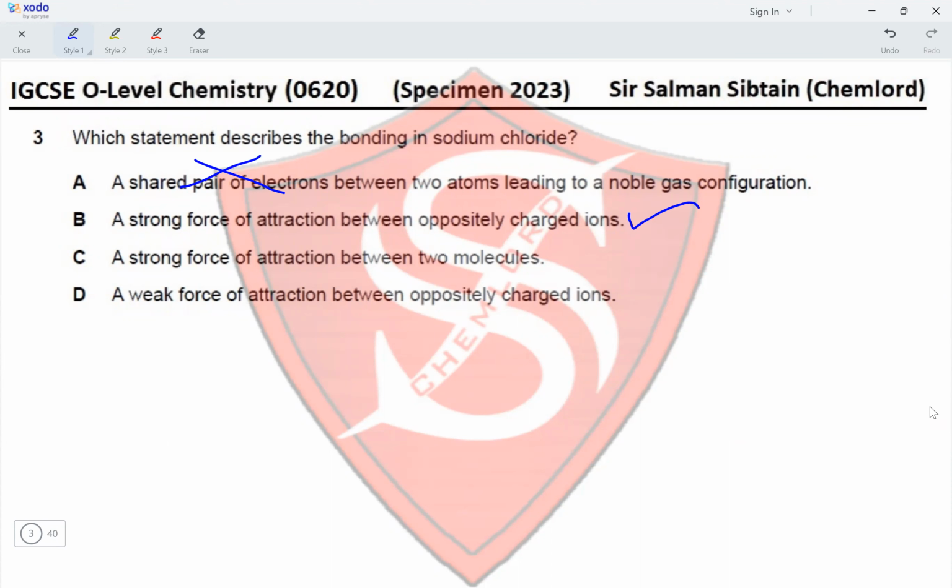A strong force of attraction between two molecules. No, ions are present in the structure of sodium chloride. And a weak force of attraction between oppositely charged ions. No, the electrostatic force of attraction is strong, not weak, making option B the correct option for this question.